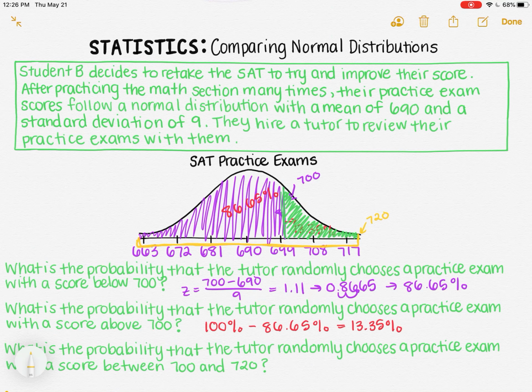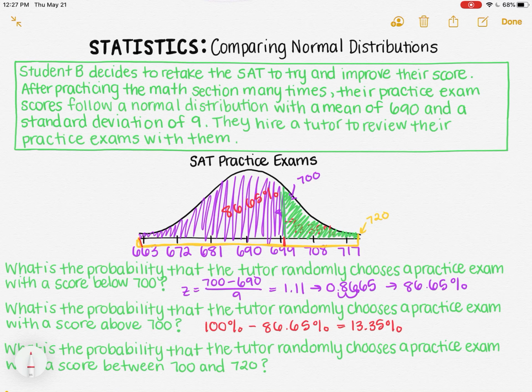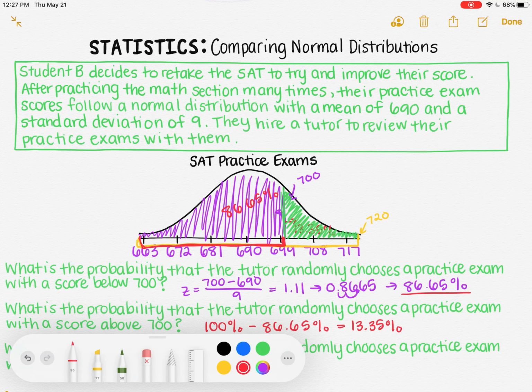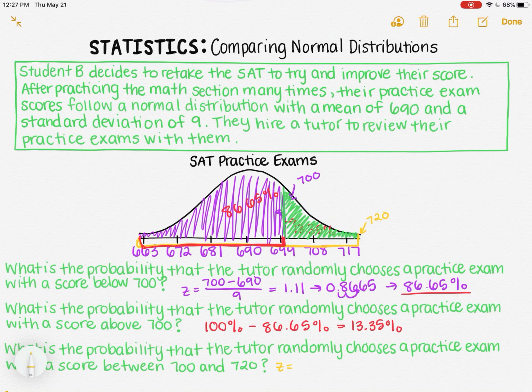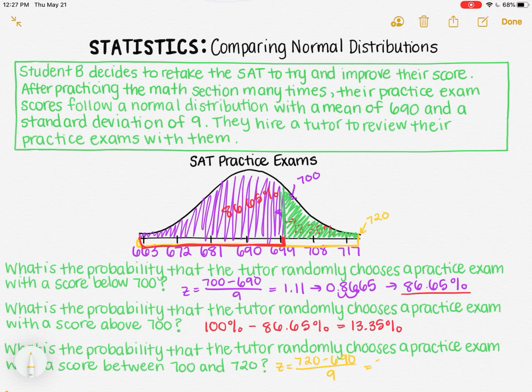Now, obviously, that's not our answer because that gives us way more than just the green section. So in order to get just the green section, I'm going to subtract the area to the left of 700. If I subtract that out, that red section, that will leave me with the green section I'm looking for. So I already have the z-score for 700, and I already know that there is 86.65% to the left of 700. So I just need to find the z-score for 720. I'm going to do 720 minus the mean of 690 divided by the standard deviation of 9. So 720 minus 690 divided by 9 gives me 3.33.